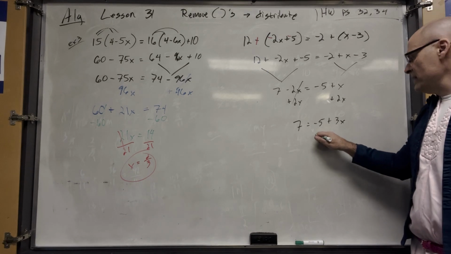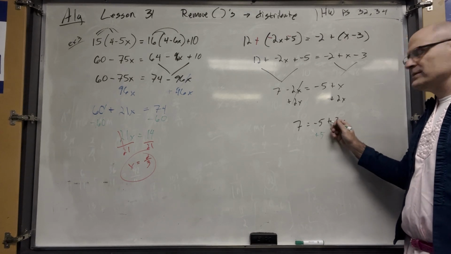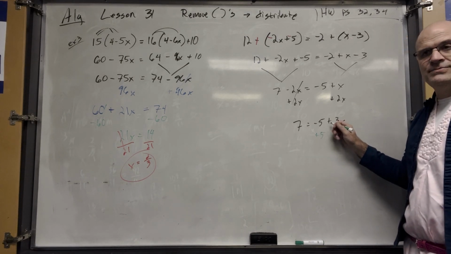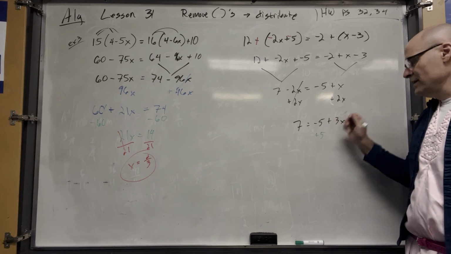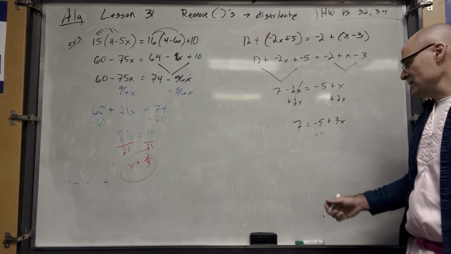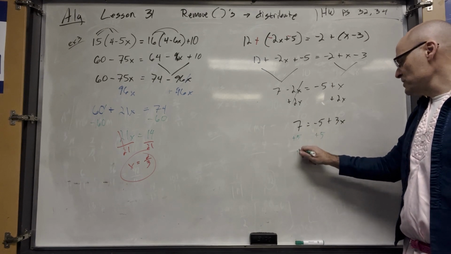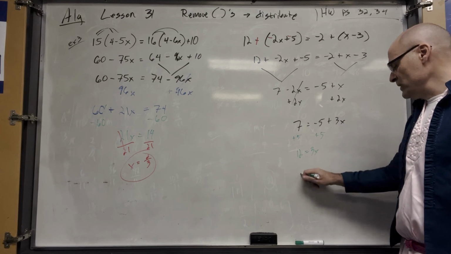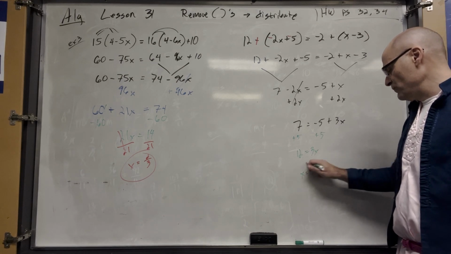You can add 5, or you could subtract negative 5 because the negative 5 is being added, so do the opposite, subtract negative 5. But subtracting negative 5 is the same thing as adding 5. All right, so 12 equals 3x, and then you can probably do the rest in your head. x equals 4.